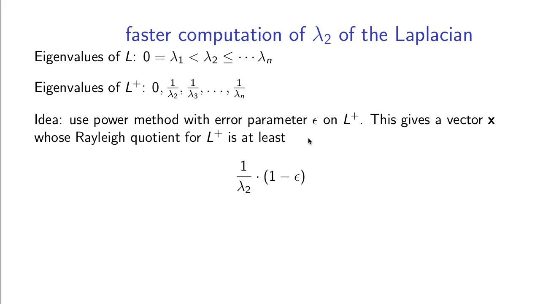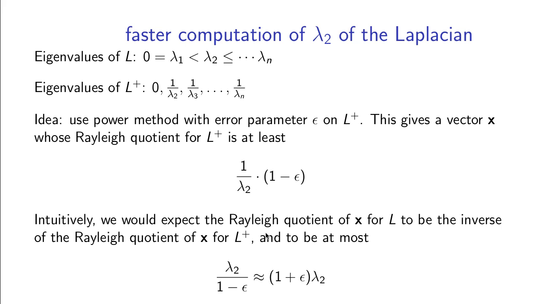So applying the power method to L plus would be a method of finding lambda 2. And here is the idea that we want to discuss. Run the power method on L plus, then get a vector whose Rayleigh quotient is going to be maybe not exactly 1 over lambda 2, but say at least 1 over lambda 2 times 1 minus epsilon. And then the intuition would be that if epsilon were 0, then this would be an eigenvector of 1 over lambda 2 for L plus, which would also be an eigenvector for lambda 2 for L. So we may hope that in general, if we find some vector orthogonal to all ones that has this Rayleigh quotient with respect to L plus, maybe its Rayleigh quotient with respect to L should be about this much.